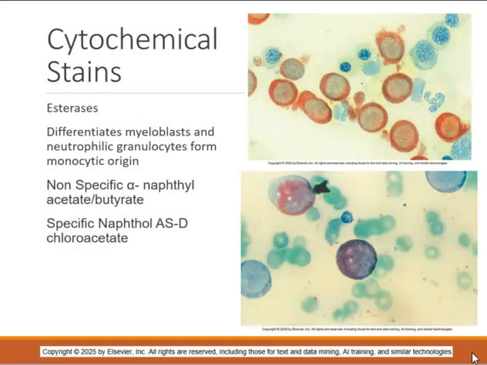Esterases are usually used to differentiate myeloblasts from monocytes. The reason we do that is because if the cell is positive for myeloperoxidase and Sudan Black B, we know it's either myeloid or monocytic. So the esterases will determine that. We can do the non-specific esterase, which is usually positive for the monocytic series, and then the specific naphthyl ASD chloroacetate is usually positive for the myelocytic. That's what we'll see. And you can see the colors, like the orange at the top and the dark red, I guess, at the bottom.